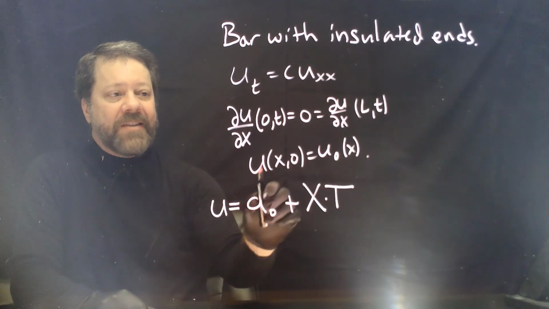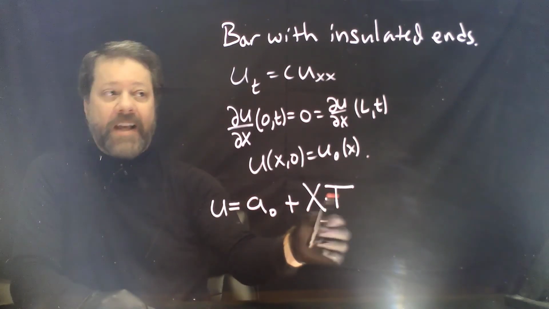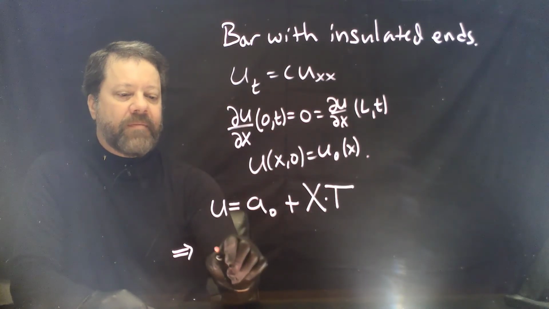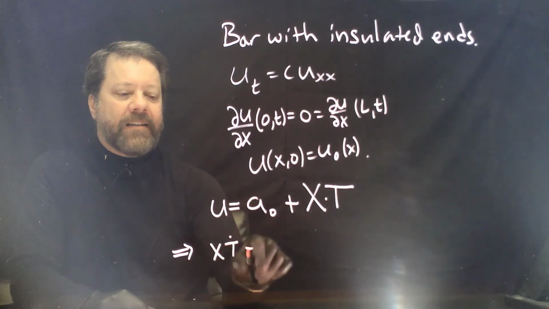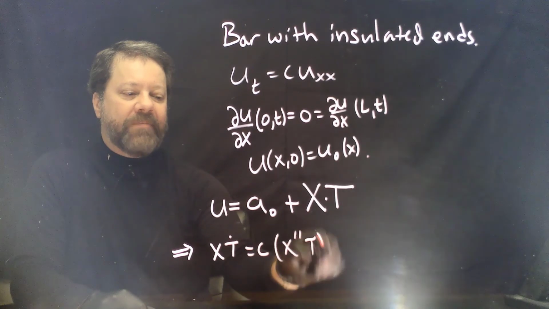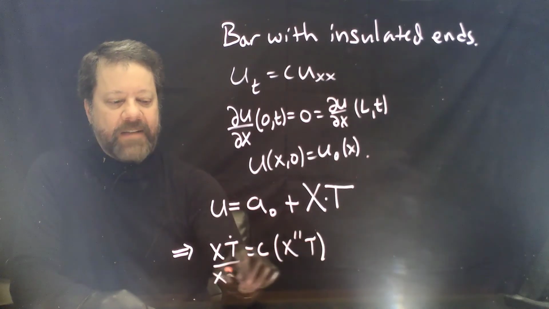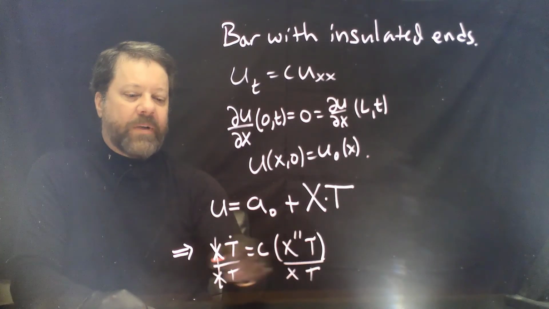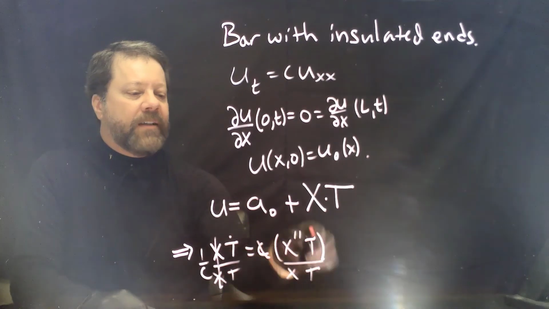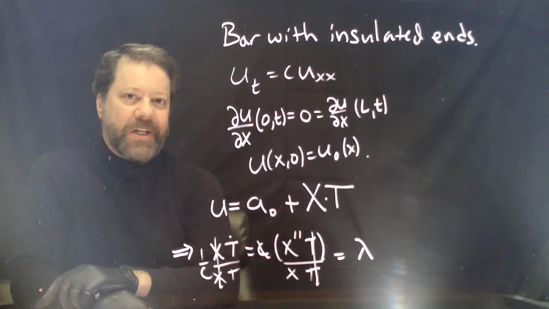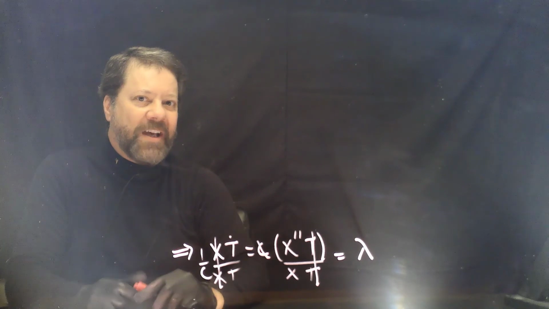If that's the case, what do X and T have to satisfy? We'll plug that in here. X T dot is c times X prime prime T. We'll divide by X T. Again, the x's go away on one side. We'll put the c over here. The t's go away, and we'll have a constant equal to each side once again, as per usual. Once again, we have to deal with trichotomy.